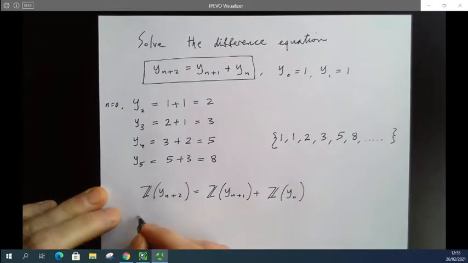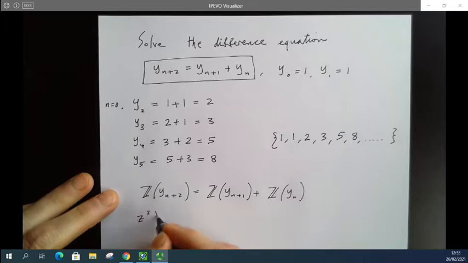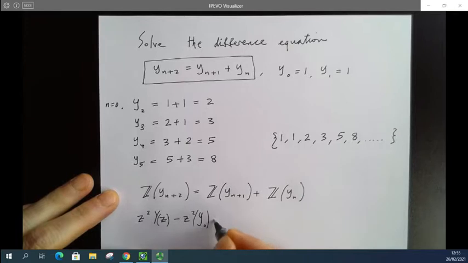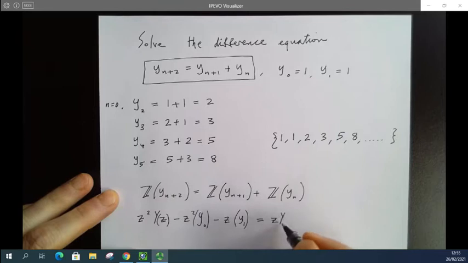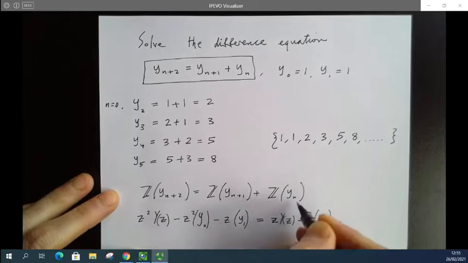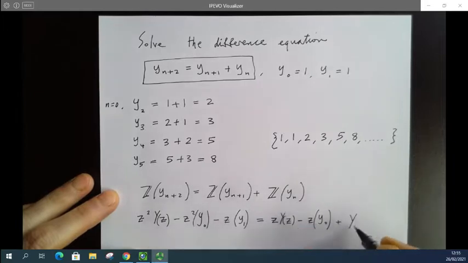So what is this one? It's z squared times y of z minus z squared times y0 minus z times y1. So that's on the left hand side, and now the Z transform of yn plus 1 is z times y of z minus z times y0, and then the Z transform of yn is just y of z.